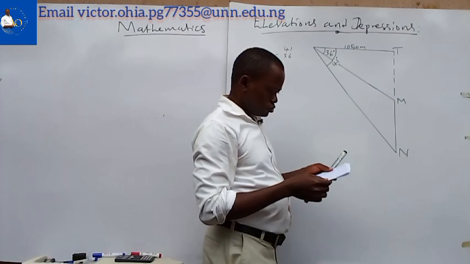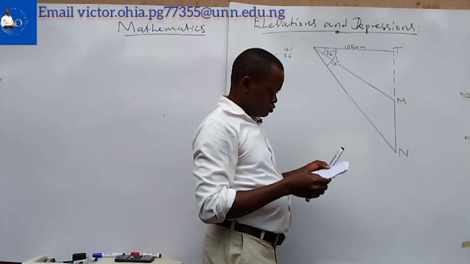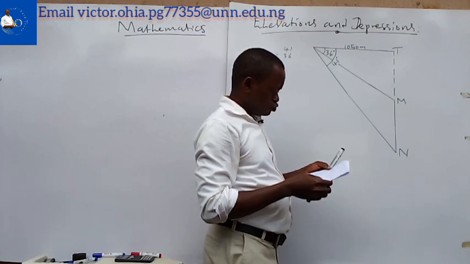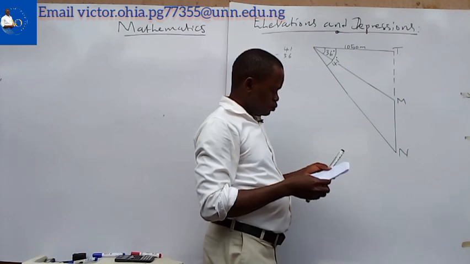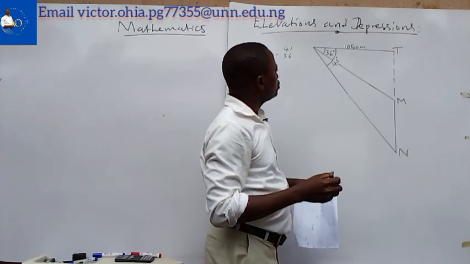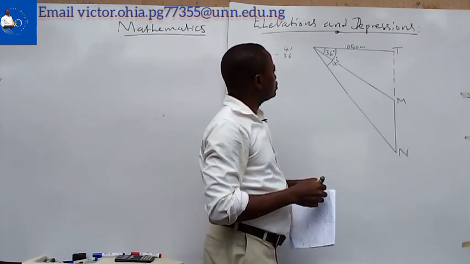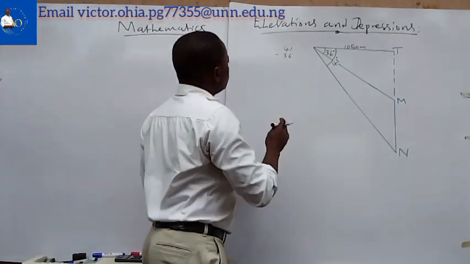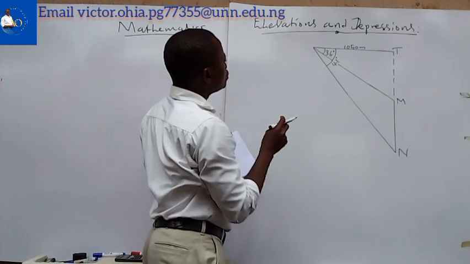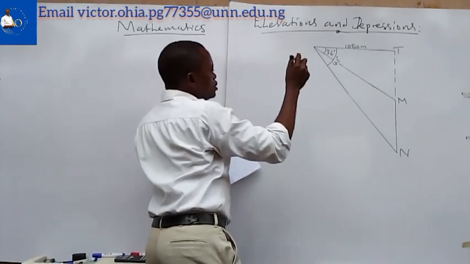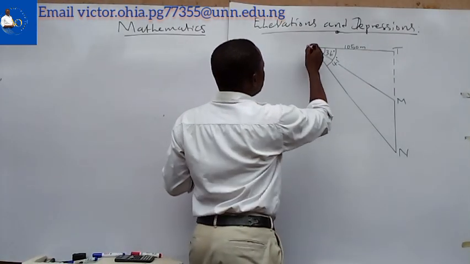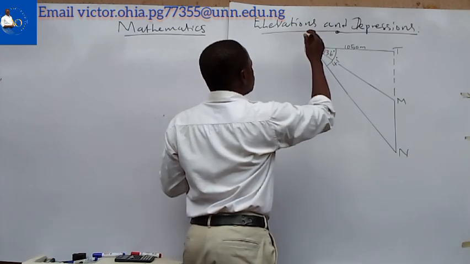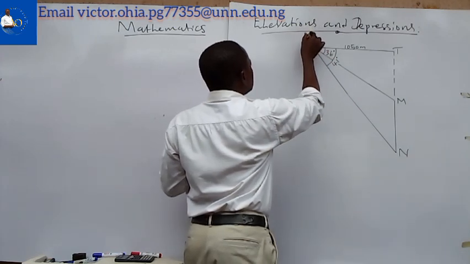Is there any other information they have here? Okay, calculate the height of the control tower and the shortest distance between the aeroplane and the base of the control tower. So, do you realize that in solving this problem, let me label here capital P, the position of the aeroplane.